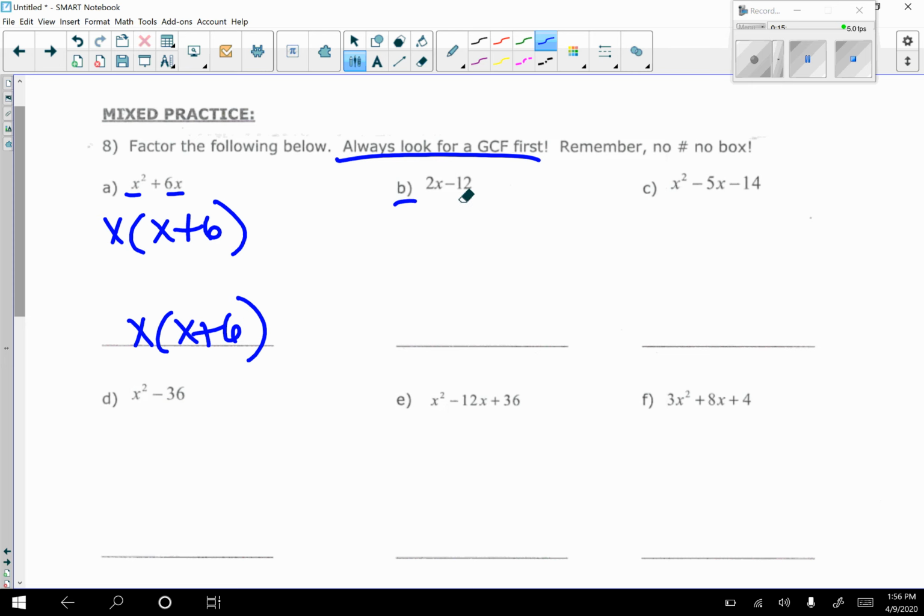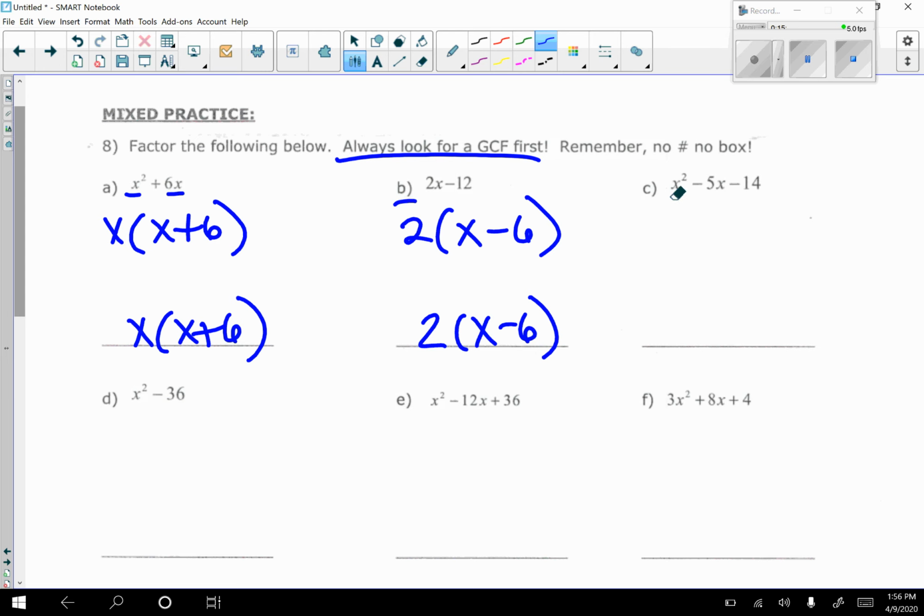What about here? Do I have a GCF? Yes, it is 2. Okay, so I take out the 2. I have x minus 6. That's as far as I can go. Okay, those are binomials, not trinomials. So normally with binomials, you only have a GCF, and that's as far as you can go. Here I have a trinomial.